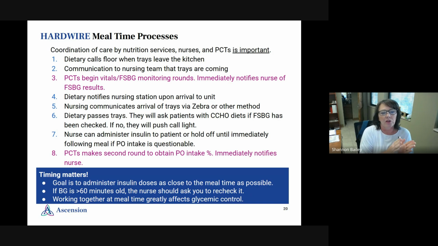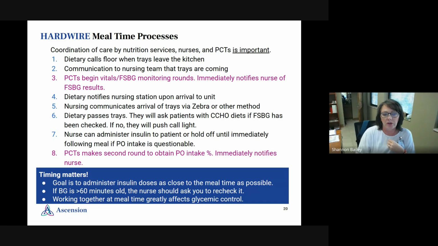The communication to the nursing team that trays are coming, each nursing unit may be different, just depending on the technology that they have. If shooting out a page, or I think you guys have things called zebras, some way to shoot out some communication that the trays are on the way is super important to whoever gets that phone call. Then you can start your vital rounds. And then once you've done your rounds, go immediately and let the nurse know what her blood sugars are. That way, if she needs to give the insulin before the meal, she can do so.